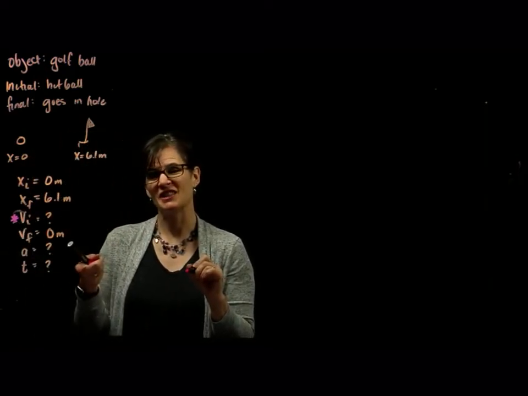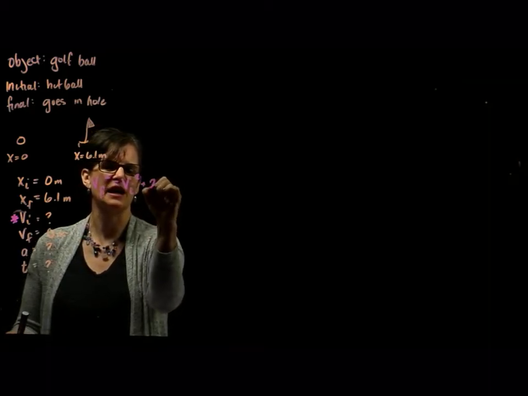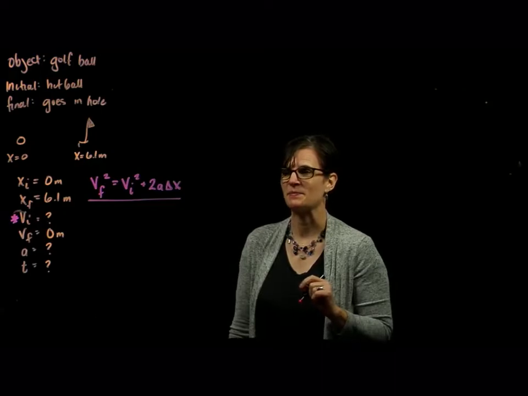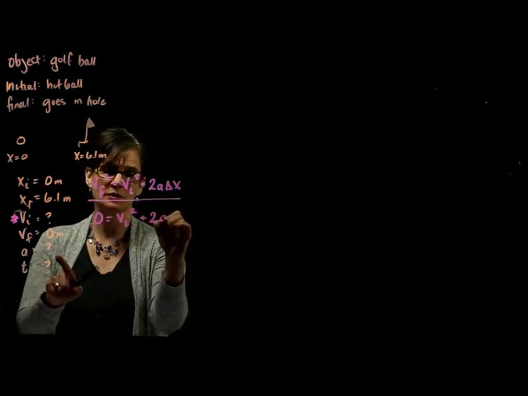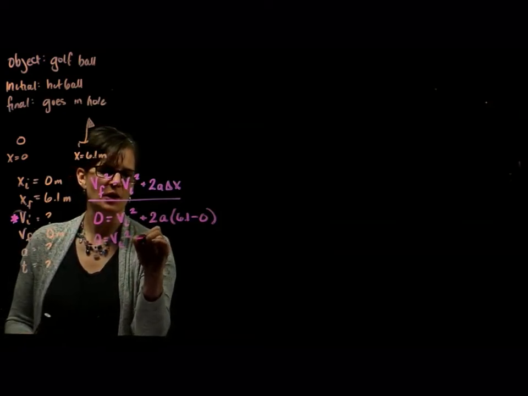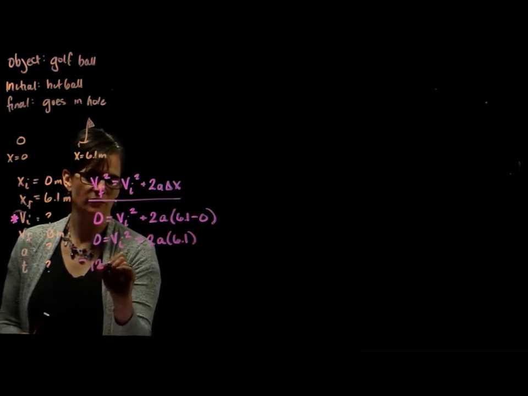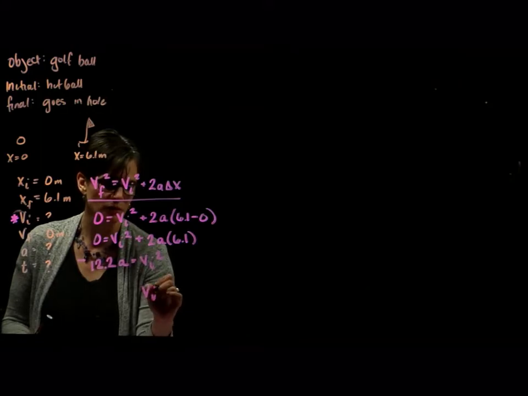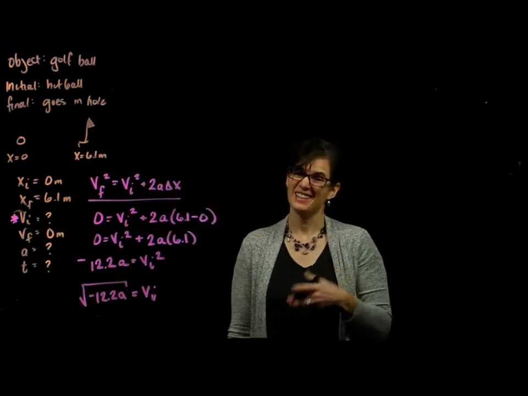All right, so we're interested in initial velocity. I have X final, I have X initial, I have V final, and I don't have acceleration. So my equation that's likely going to be the most useful, because I do not have time, is the relationship between V final and V initial, acceleration and displacement. So V final is 0 equals V initial squared, we don't know, plus 2 acceleration, we don't know, times delta X, which is 6.1 minus 0. We get 0 equals V initial squared plus 2A times 6.1. We get negative 12.2 times acceleration is equal to V initial squared. And so my V initial, which is what I want, is going to be the square root of negative 12.2 times the acceleration. So I need the acceleration to solve this problem.